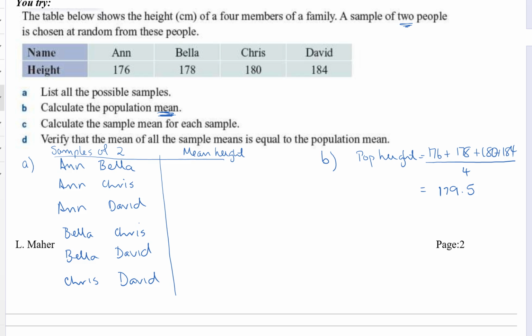Okay, I've done A and B. A says list all possible samples, and remember the sample is just to be of 2 people. So samples of 2 people, so we could have Anne and Bella, that's 1 sample. Now if you have a look at that, Anne and Bella, Anne is 176 centimetres, 178 is Bella, Chris is 180, David is 184. So they're in order, shortest to tallest.